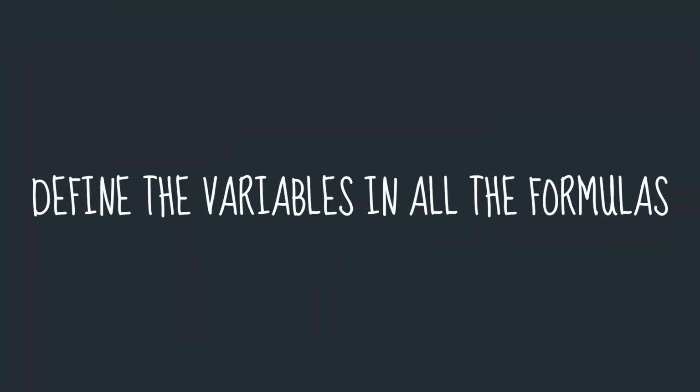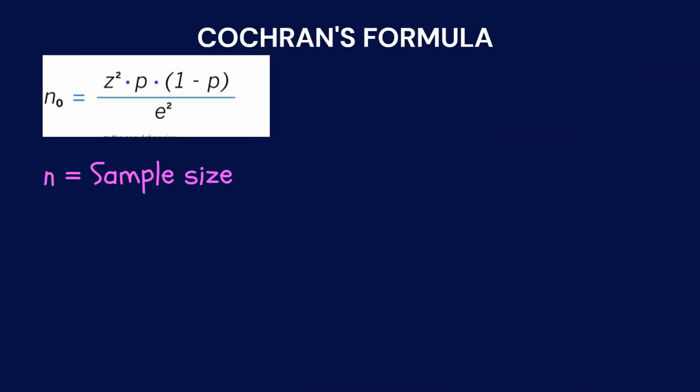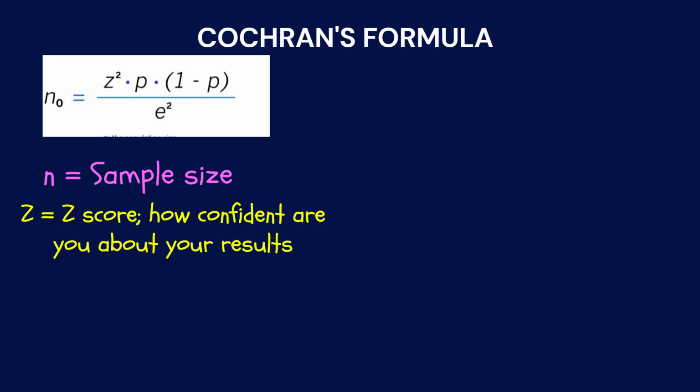Now, the next thing I want to do in this video is to define the variables in all these formulas. And I'll be starting with the Cochran formula. The small letter n in the Cochran formula stands for the sample size, which is the number of people you want to include in your study, which we don't have yet. That's what we are trying to find out. And then the second one is the Z, the Z-score. The Z-score has to do with how confident you want to be about your study findings.